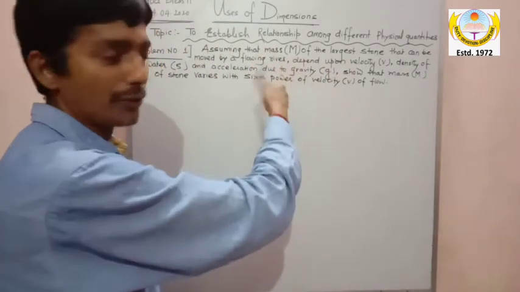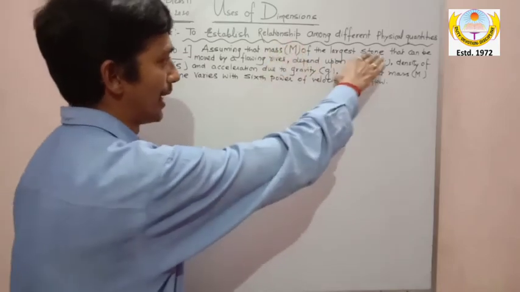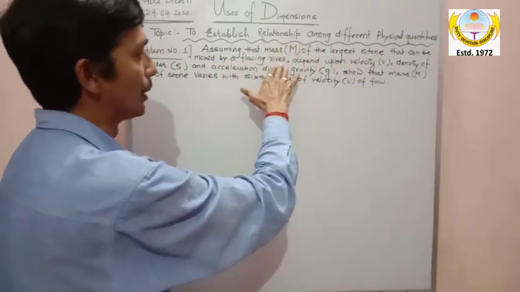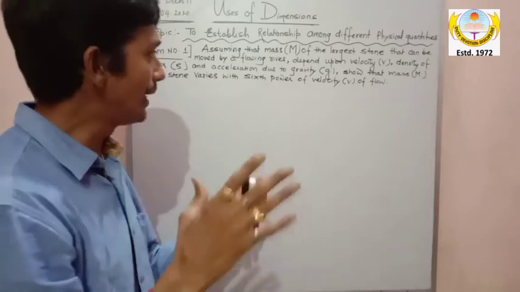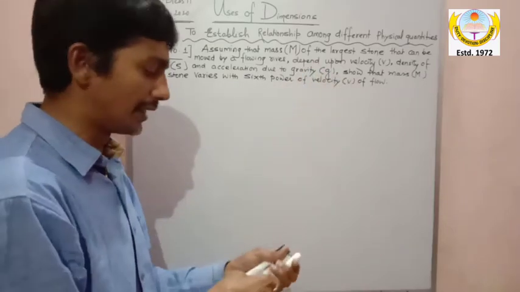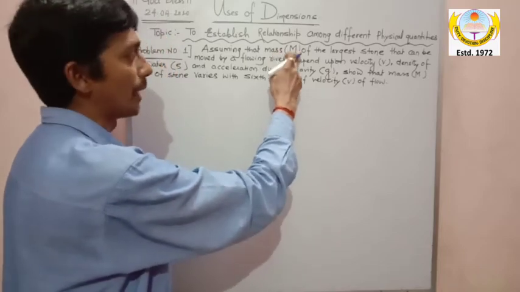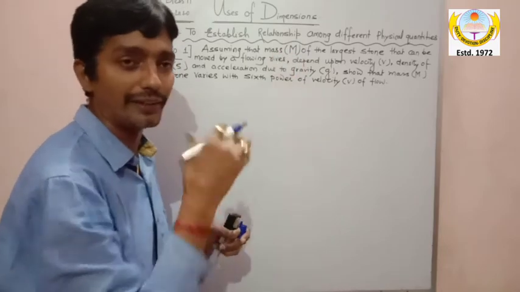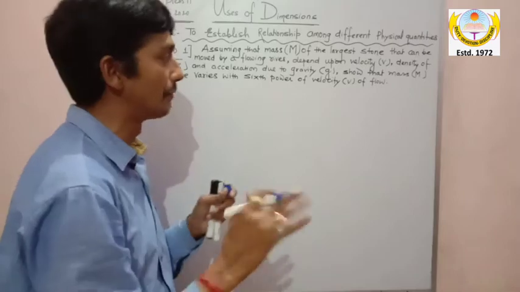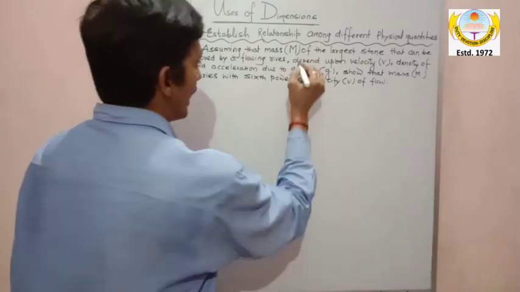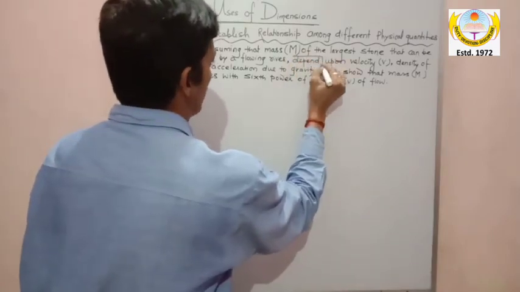But right now in my question I have mentioned mass m of the largest stone that can be moved by a flowing river, depend upon. This word is very important. So the first important statement is that, sir, I should know the abbreviation for each physical quantity, if it is not given. If it is given, that's good. And then the second one is depend.